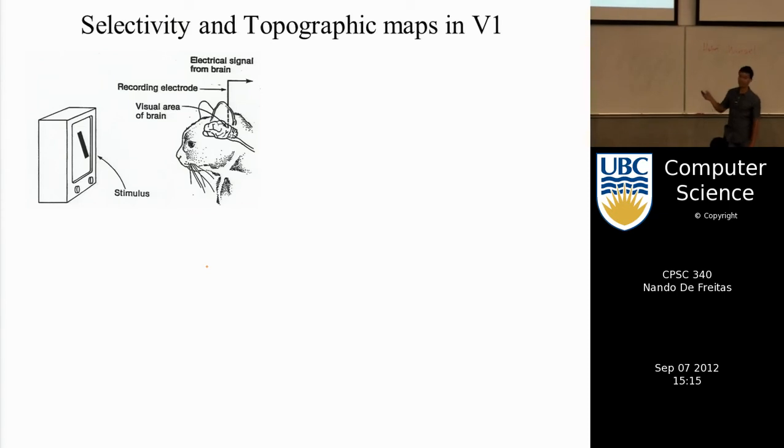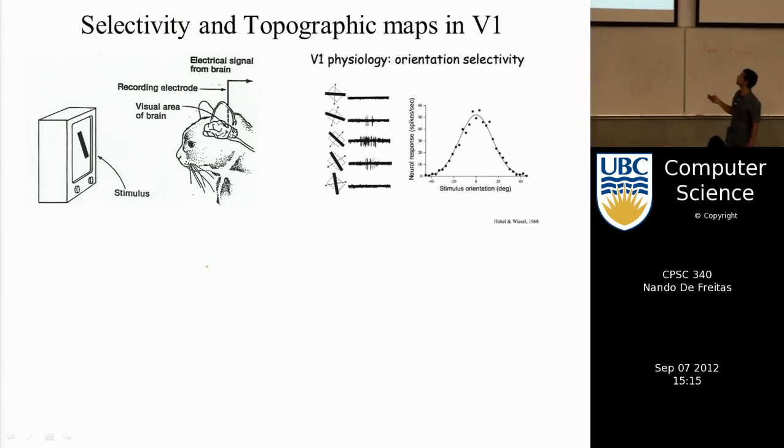You implant an electrode to measure the firing pattern of a neuron. And this is what they found. When they were showing a grating to a cat, when this grating happened to be at a particular orientation, at a particular angle, this neuron started firing like crazy. But as you move away from that angle, the neuron stops firing. So you have a neuron that will only fire when it sees a vertical or horizontal image and so on. Neurons are selective to little parts of the image.